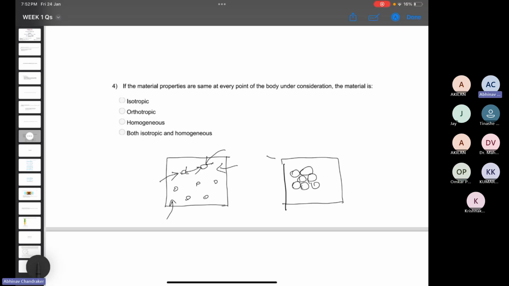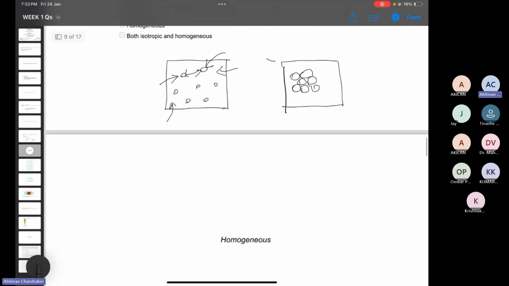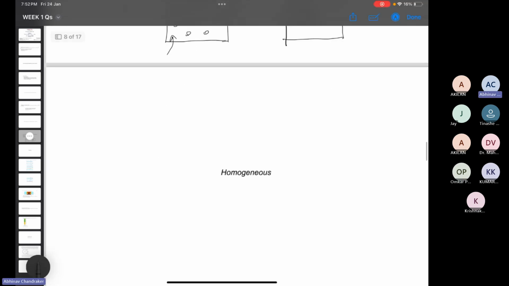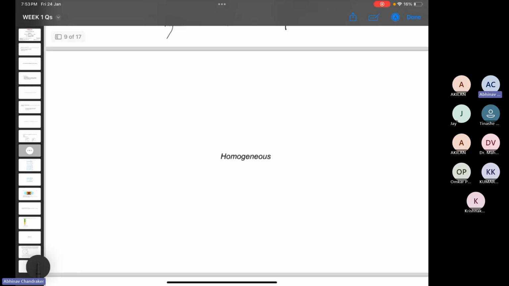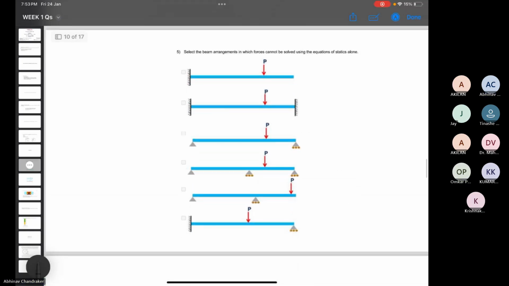Okay, so let's look at the answer to this question. The correct answer will not be D, it will be C, homogeneous only. Since we are only talking about properties at single points and not in different directions, the correct answer will be C, homogeneous. Okay, so now let's look at the next question.